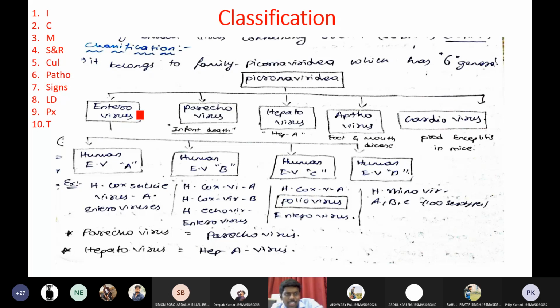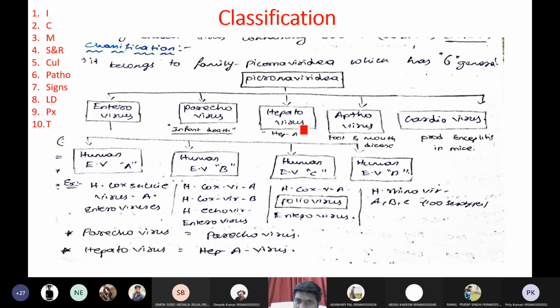Enteroviruses means these are the viruses that will enter through the intestine. The viruses that enter into our body via the intestinal route are included in enteroviruses. Then parechoviruses will cause infant death. Just-born babies will die due to some viruses. Such viruses are called parechoviruses.